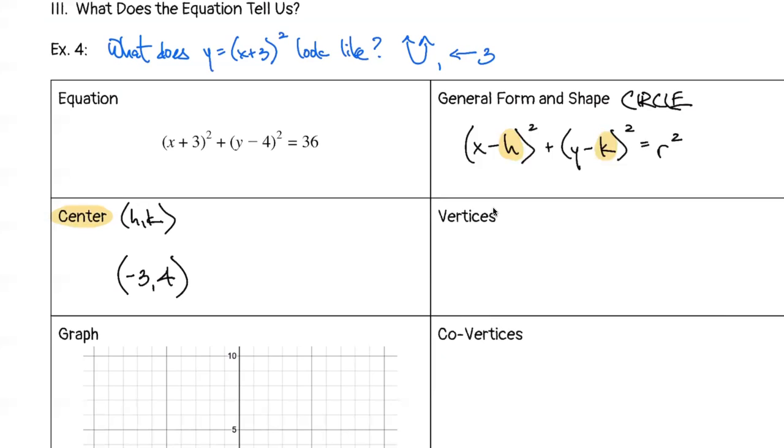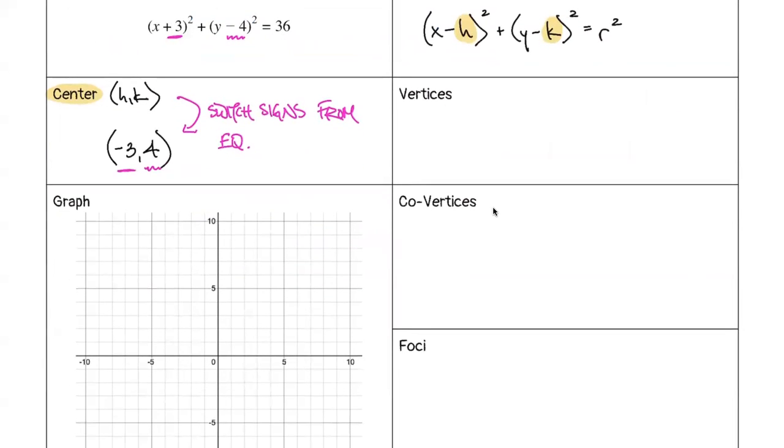Okay. So one note that you might want to make for yourself is that we want to make sure that we switch the signs from the equation, right? This was a +3, but +3 means we move to the left 3. So that's why it's a -3. And this is a -4. So we switch that sign and make it a +4. Okay, so we found the center of our circle. And in fact, we could go ahead and plot this center at -3, 4.